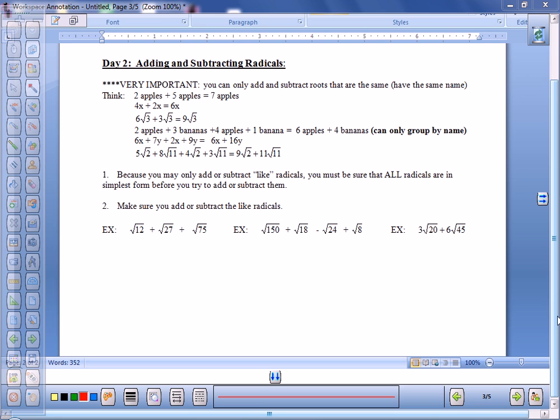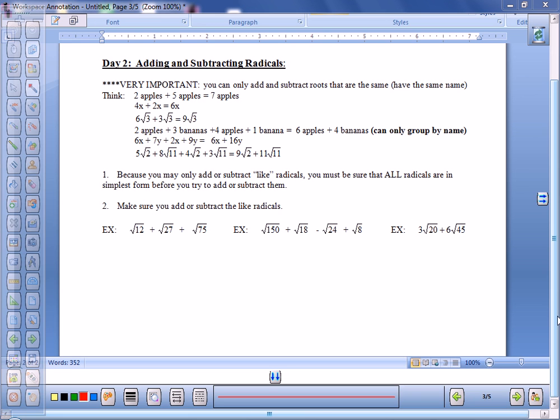So these are just some examples to help you understand. 2 apples plus 5 apples is 7 apples. 4x plus 2x is 6x. 6 roots of 3 plus 3 more roots of 3 is how many roots of 3? 9 roots of 3. But if we switch it up, 2 apples plus 3 bananas plus 4 apples plus 1 banana, can we add up all the numbers? No. No. 12 apples. We add apples with apples, bananas with bananas. So that gives us 6 apples and 4 bananas.